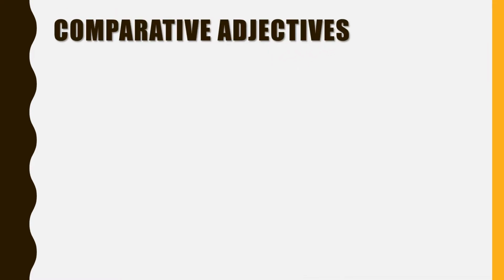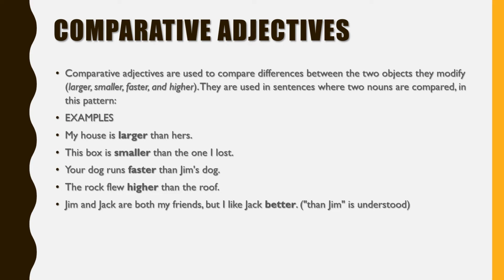Comparative adjectives. Comparative adjectives are used to compare differences between two objects. They are words like larger, smaller, faster, and higher. They are used in sentences where two nouns are compared.